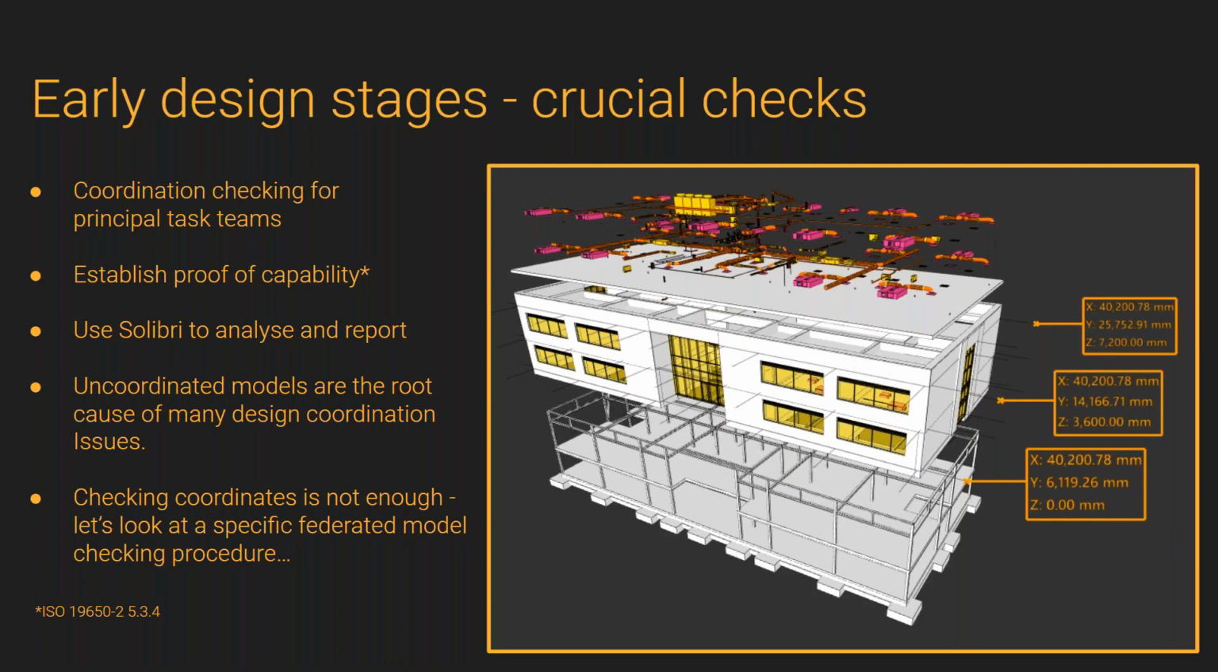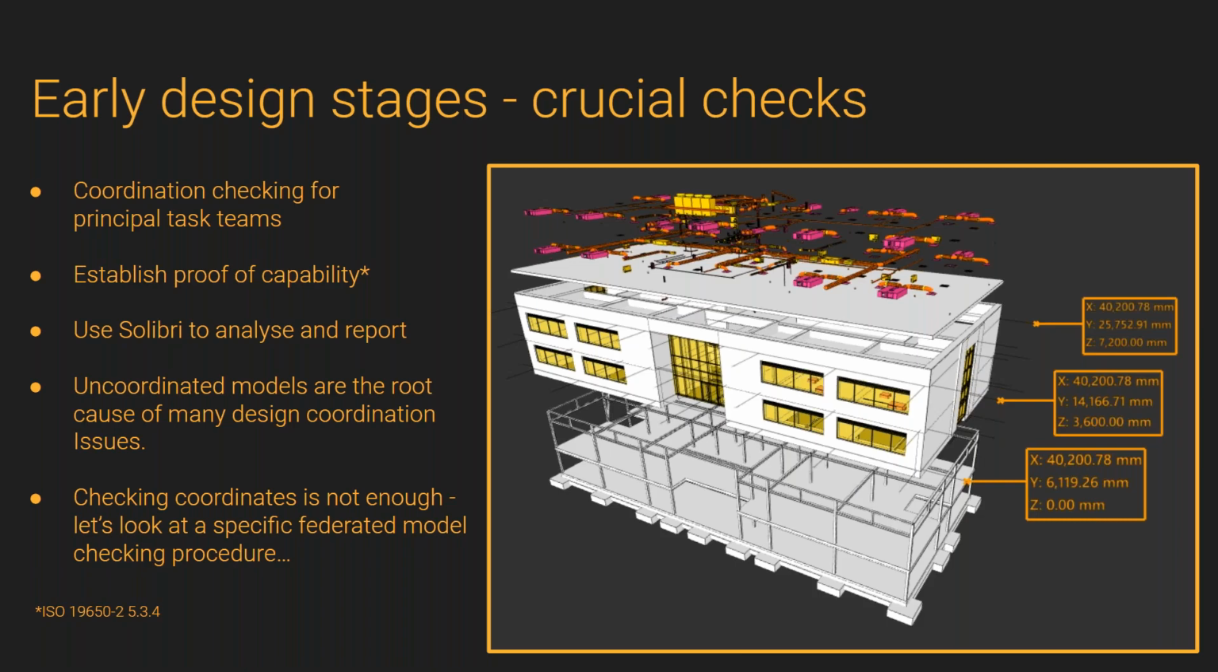Coordination is absolutely critical. If you have uncoordinated models, sorry, any other model-based activity you do, clash detection and so on, information takeoff, if it's location-based, anything you do like that is going to be redundant. You need to get coordination correct first time. So using Solibri, we build rule sets and information takeoffs to check model coordination. Now that's not just having a look at coordinates and making sure that they're correct.